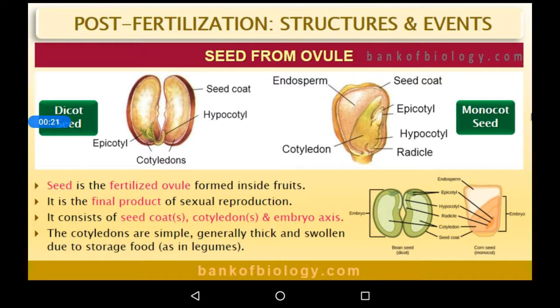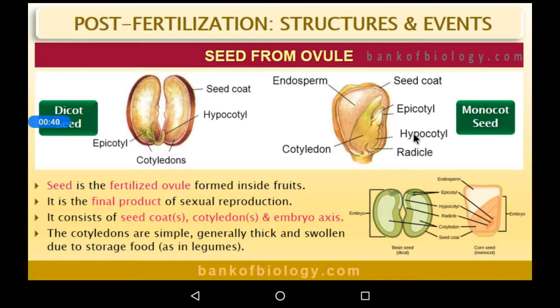It's the final product of sexual reproduction, and it consists of the seed coat, cotyledons and the embryo axis. That is, it consists of the plumule, which later develops into the shoot, and the radicle, which later develops into the root.